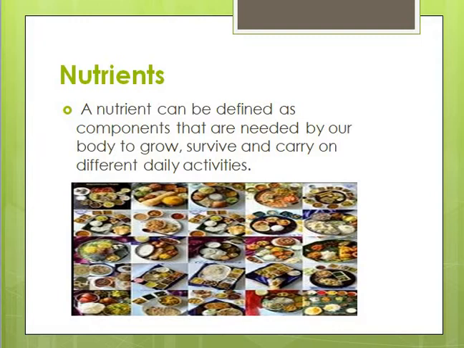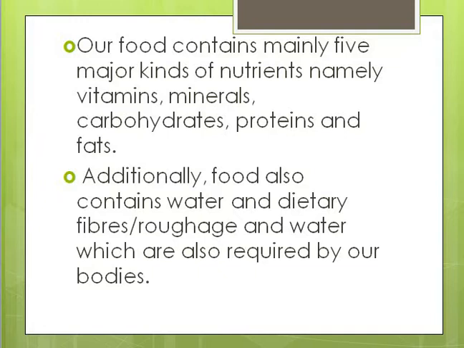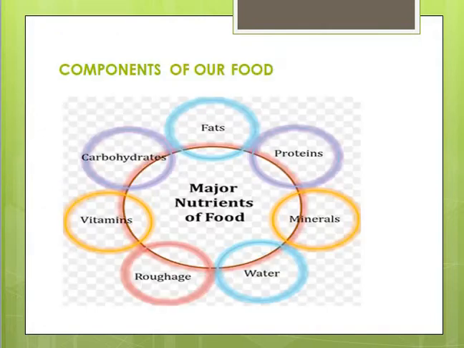The term components that we are using in components of food, those components are basically your nutrients. Nutrients are the components that are needed by our body to grow, survive, and carry on different activities. Our food contains five types of nutrients: carbohydrate, vitamin, mineral, proteins, and fat. Additionally, water and roughage are also present. This is one of your diagrammatical representations of the components of food, and we can see what the other types are.